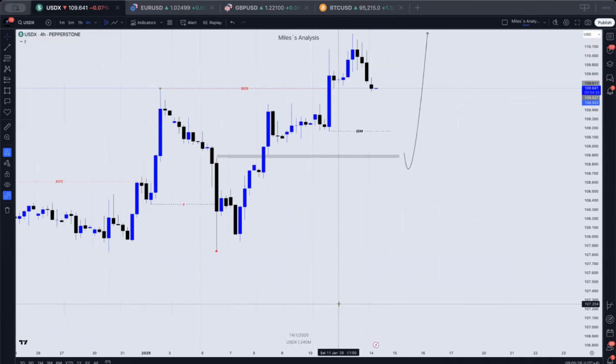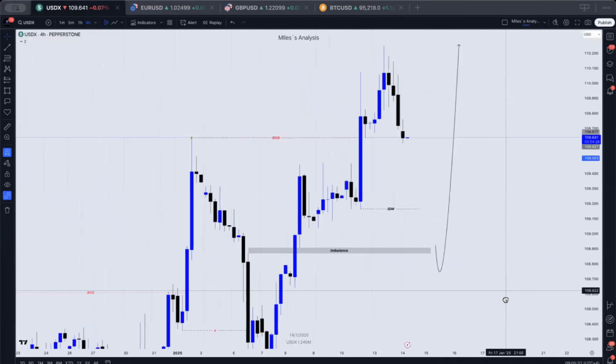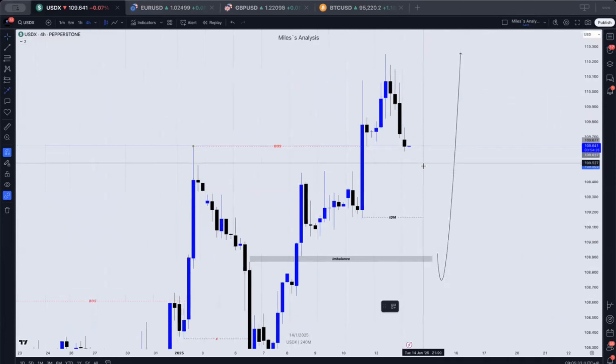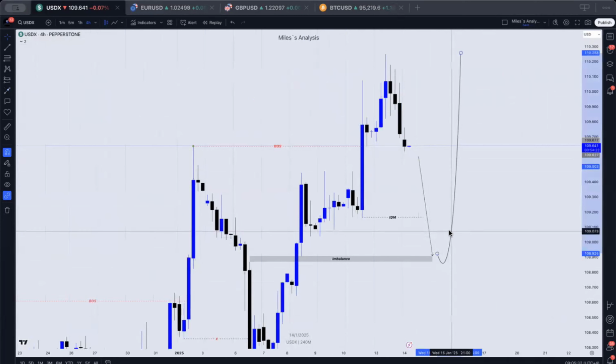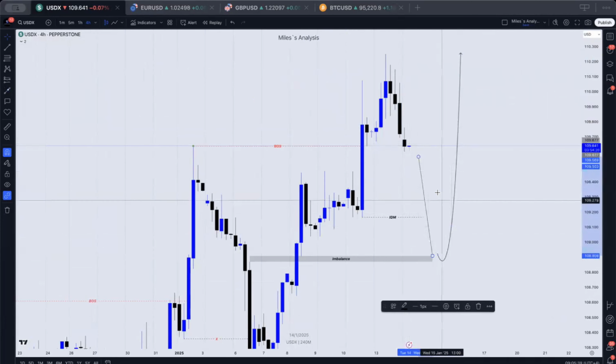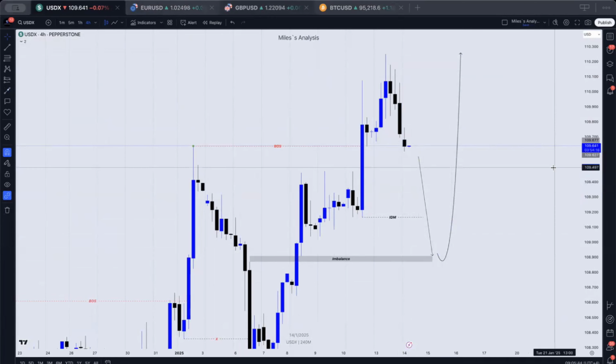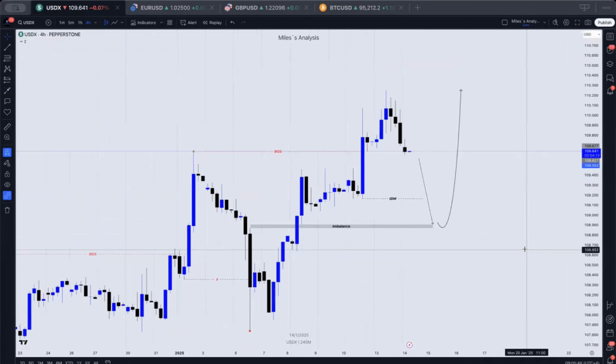So what this means is if the PPI data comes out as expected, below 0.3%, we may see the dollar coming to this point, and then you can buy from this imbalance, right? So if the dollar is going down, it means these pairs that are traded against the dollar will be going up, right? So this is the analysis I have for the US dollar index.